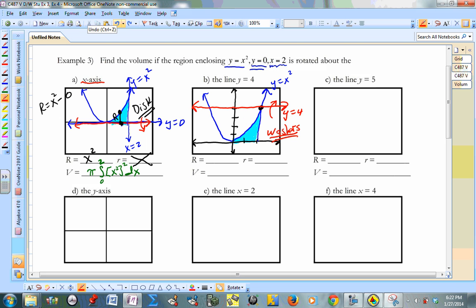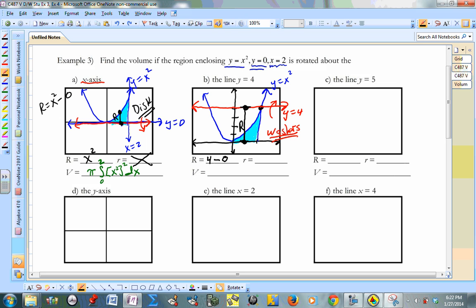Let's identify the radii. First things first, we're going to start at the axis of revolution and go to the far end of the shaded region. This is how we'll define our big radius, from the axis of revolution to the far end of the shaded region. And let's set up our expression. What's on top of the axis is 4, top minus bottom. What's on bottom of this radius is 0. So the big radius function is going to be defined as 4 minus 0.